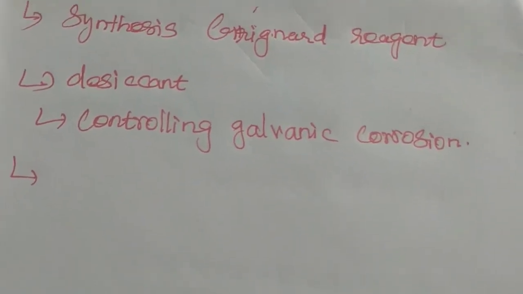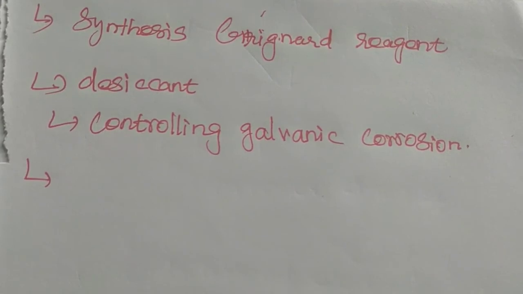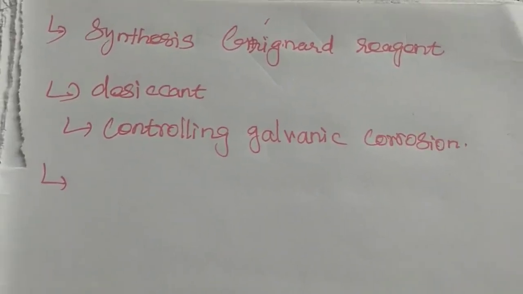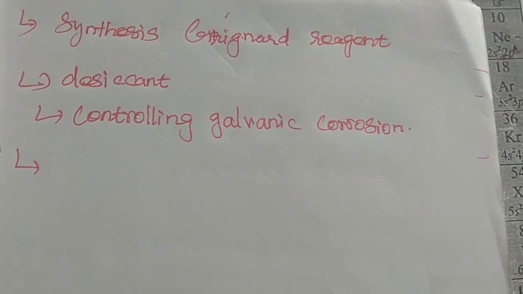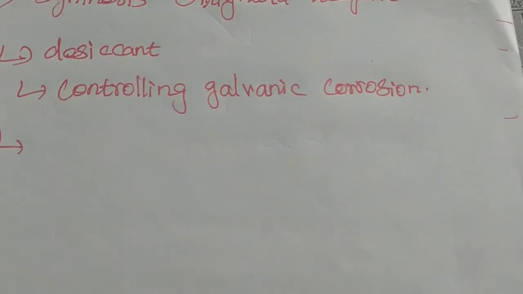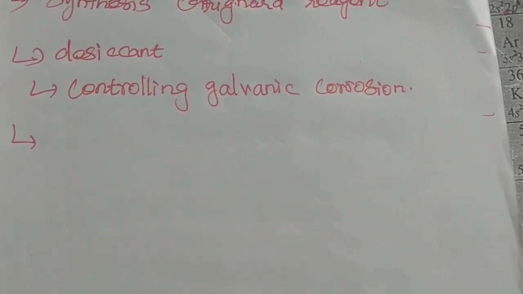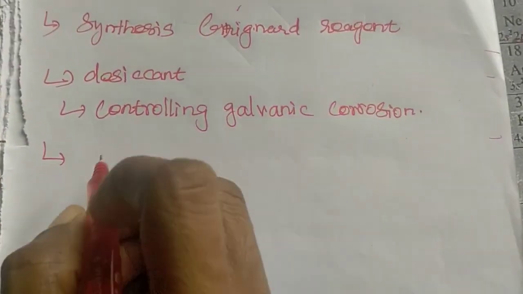Then magnesium is combined with aluminium to form an alloy to improve the mechanical, fabrication and welding properties of magnesium. This is also one of the uses of magnesium. And magnesium alloy is generally used as a material in aeroplane and missile construction.